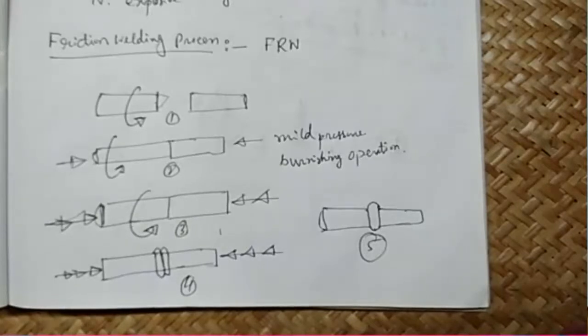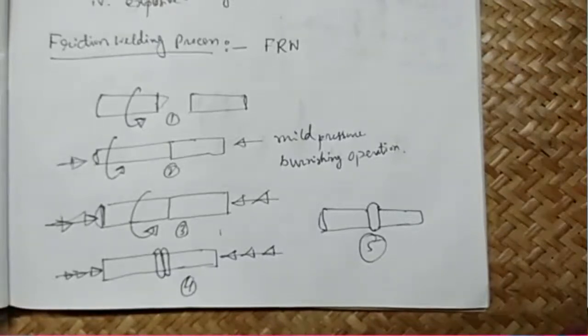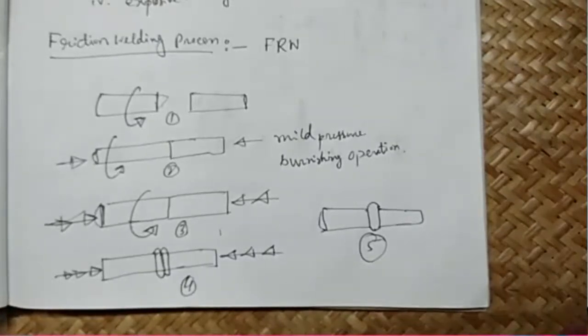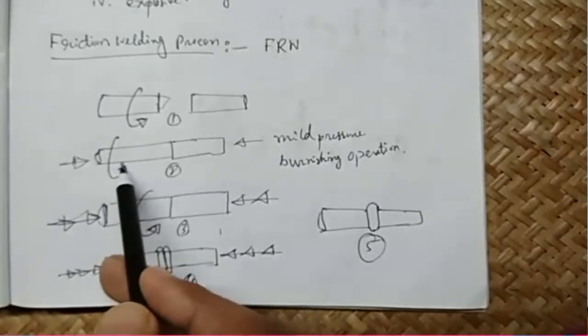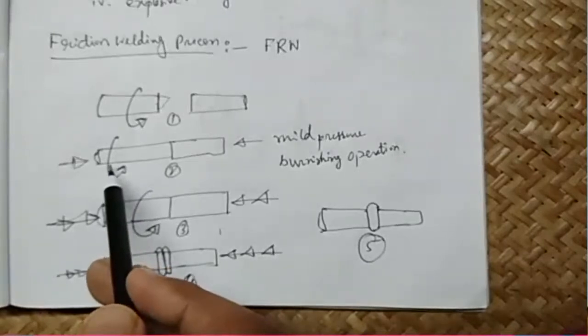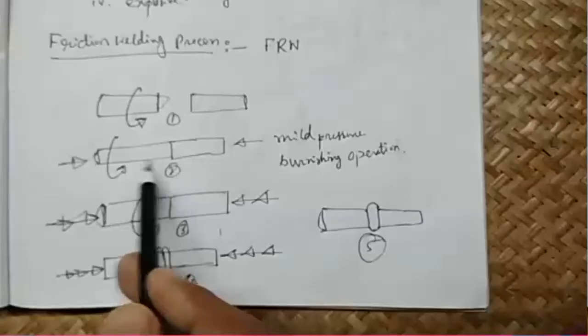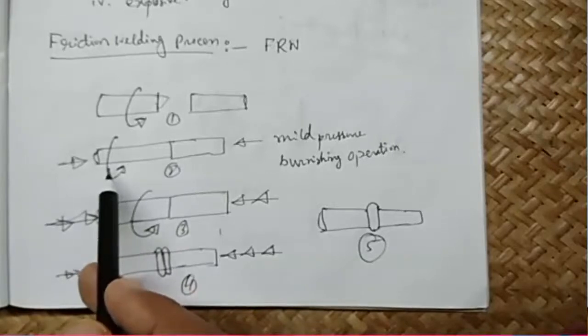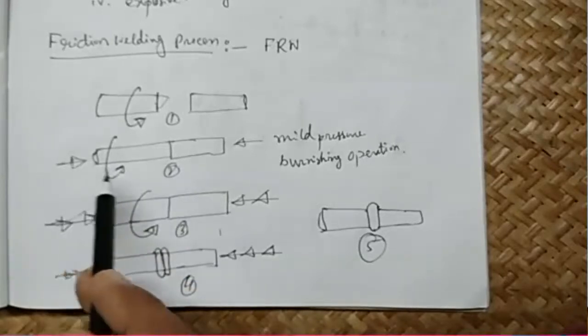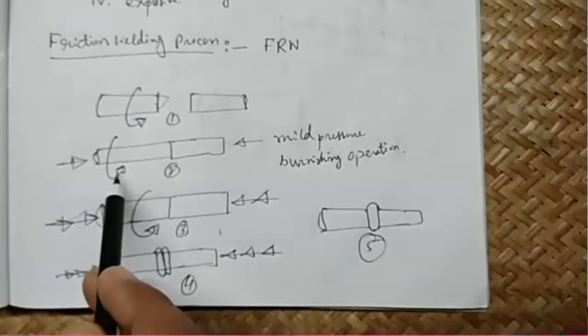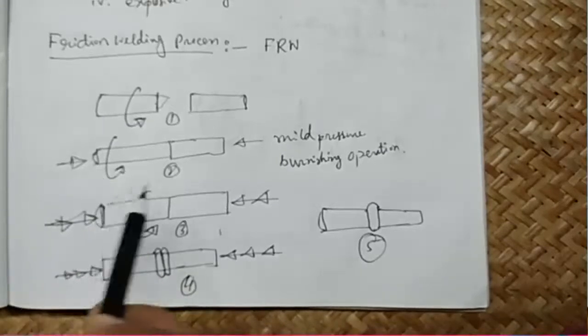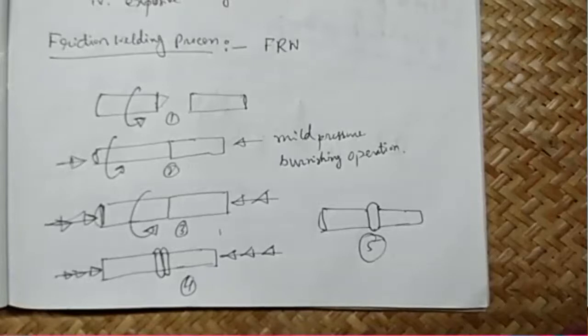Now inertia welding is similar. This is the friction welding. In inertia welding, we use a flywheel when we are rotating this job. Here, this job is directly mounted on the chuck, and in inertia welding, the chuck is bigger and itself acts as a flywheel. And I will show a video on this inertia welding also.